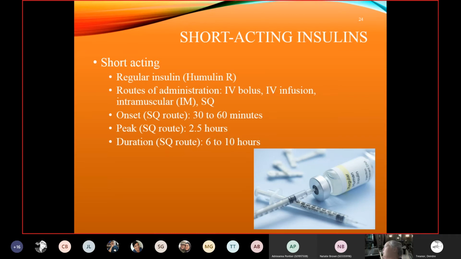And then we've got our short acting insulins. These can be given IV, even given IM. Onset of the short acting will be 30 to 60 minutes, peak in about 2.5 hours, and only last about 6 to 10 hours. Regular insulin is the only insulin that is classified as a short acting insulin.